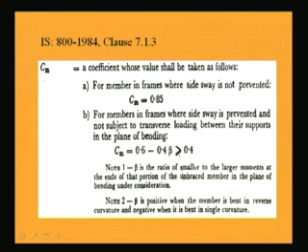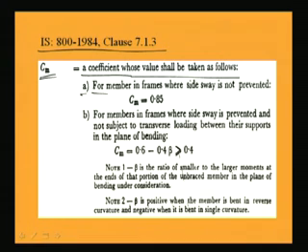So what is Cm, which I skipped in the last lecture because of shortage of time? That is explicitly described in clause 7.1.3. Cm is a coefficient whose value shall be taken as follows. One is for members in frames where side sway is not prevented. In that case the Cm value is 0.85. If the members are in frames where side sway is not prevented, then Cm can be taken as 0.85.